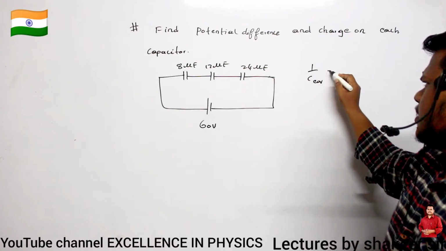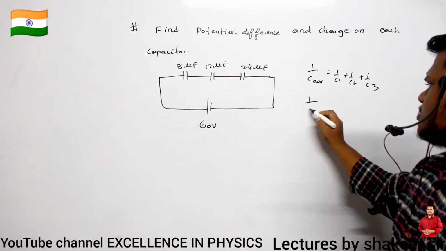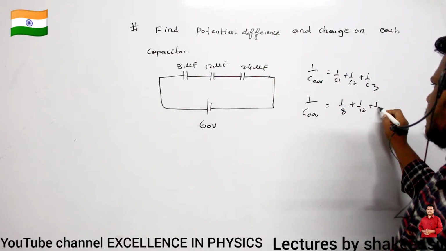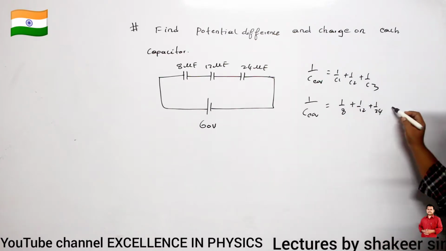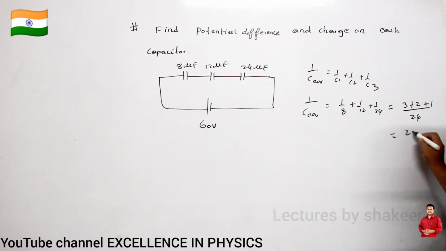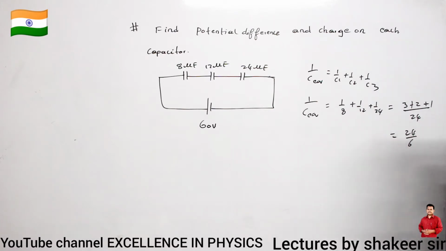1 by C equivalent is equal to 1 by C1 plus 1 by C2 plus 1 by C3. So 1 by C equivalent is equal to 1 by 8 plus 1 by 12 plus 1 by 24. Clear? So LCM, I can take 24. 8 3s are 24, 12 2s are 24, plus 1. So 3 plus 2 plus 1 is 6, 6 divided by 24. So 6 4s are 24, 1 by 4.